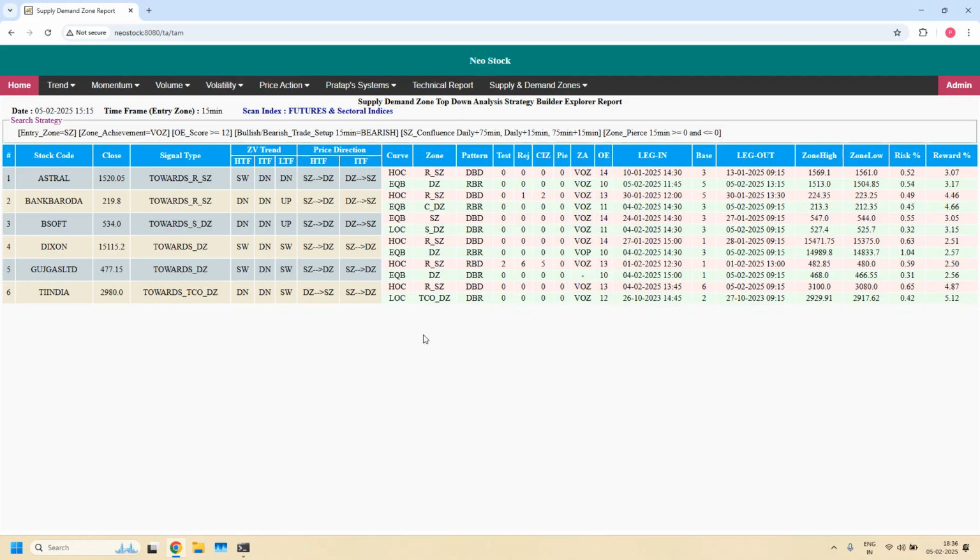That means in all the 6 stocks, these 15 minutes supply zones are overlapped with the 75 minutes supply zone. Again, both together are overlapped with the daily supply zone. That means the 15 minute zone and 75 minute zone together are part of the daily zone. And the daily trend is down in 3 stocks. If those 3 stocks are having daily EMA confluence, they are even more high probability trade setup supported stocks, these 15 minute supply zones. Let's verify.